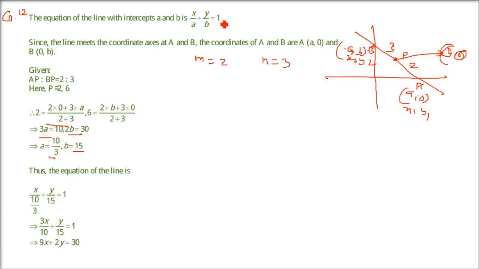Now put it in the place of a and b, and when we resolve it, 3 will go up. It is 3x by 10 plus y by 15 equals 1. Multiply both sides by, say, 15. Or no, we want to get rid of 10 also, so multiply by 30, which is the LCM. 3 tens are 30, 3 3s are 9, so 9x, and 2 15s are 30, so plus 2y equals 30. So this is the final equation.